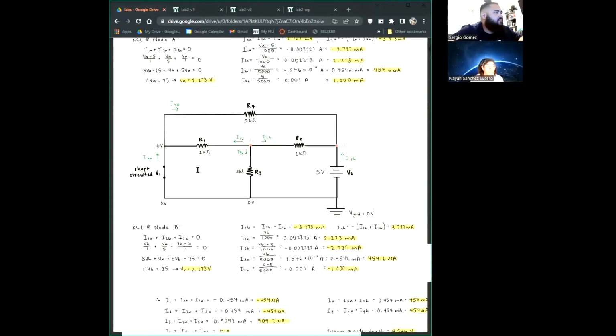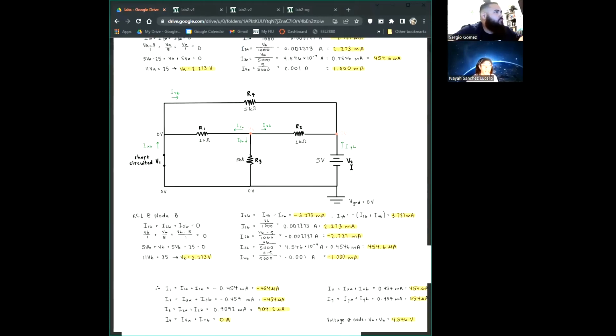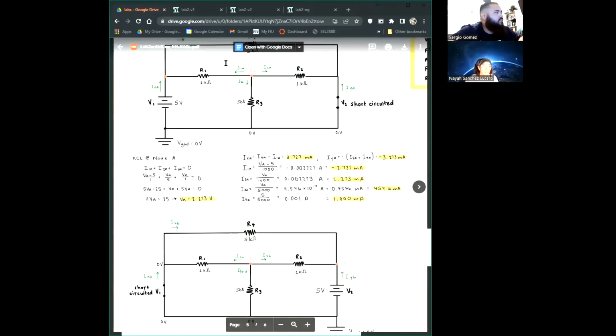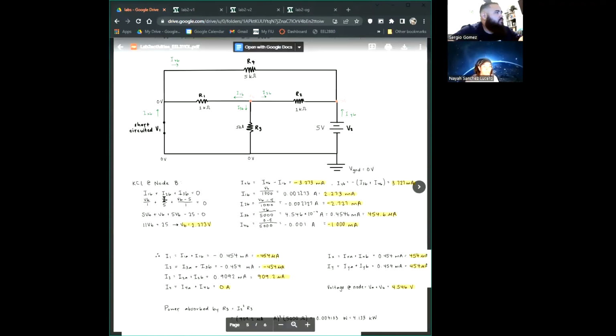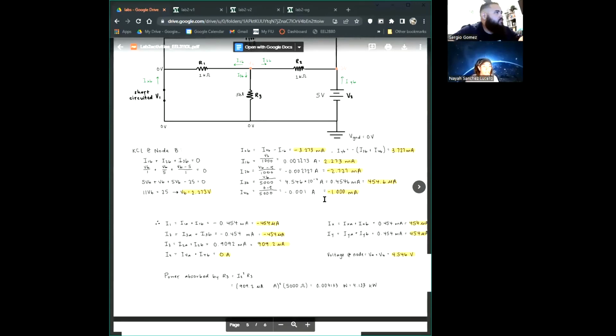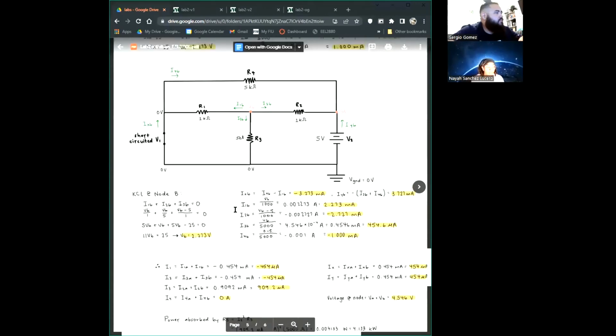Then we want to short circuit voltage source 1 and solve everything for V2. Since they have the same values, the only thing that would change would be that current 2 and current 1 would be swapped with the values from this first circuit. So you go through the same process and you get almost the same numbers. Then you want to add up all the values you got.